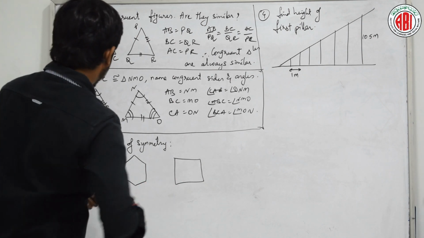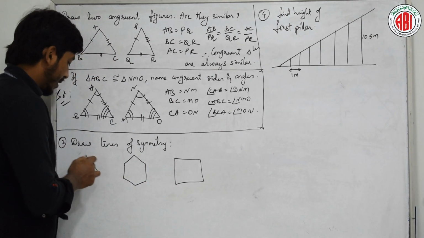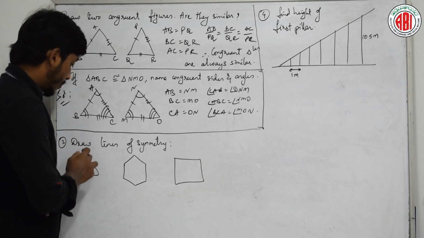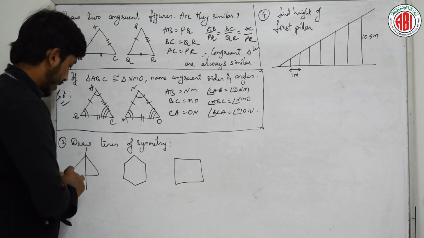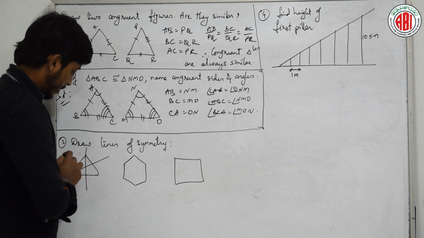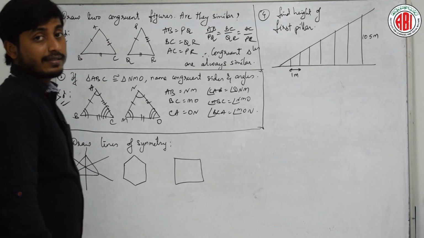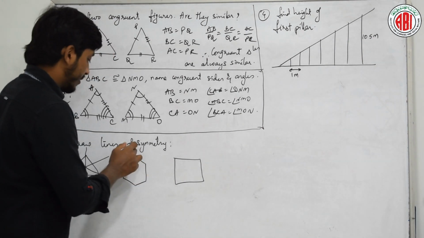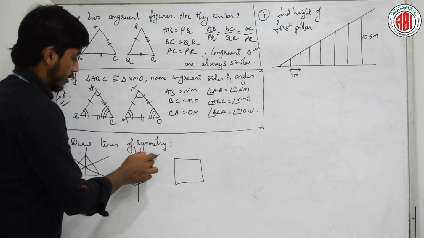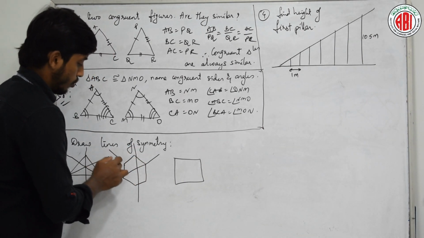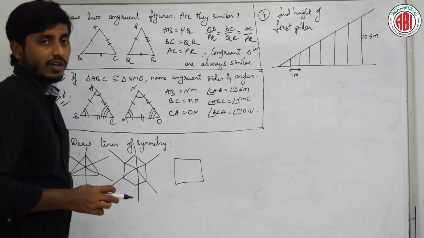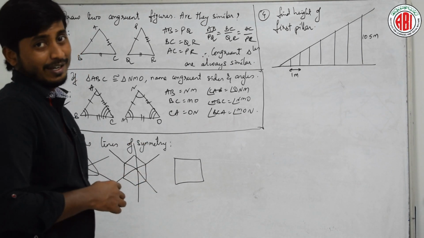Next, he is asking us to draw the lines of symmetry. You know very well how to draw. You can draw through a side or through a point like this. This is one line, this is one more line, and this can be one more line. Fine. And what about this? 1, 2, 3. You can draw it properly in your book.